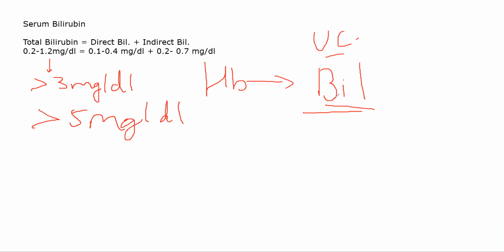ये unconjugated इसलिए है because there is one particular enzyme called glucuronyl transferase. Okay, that glucuronyl transferase, what it does is it will bind to bilirubin, it will conjugate with bilirubin and it will form conjugated bilirubin. ठीक है. Just writing Cbil. What is the difference between these two?